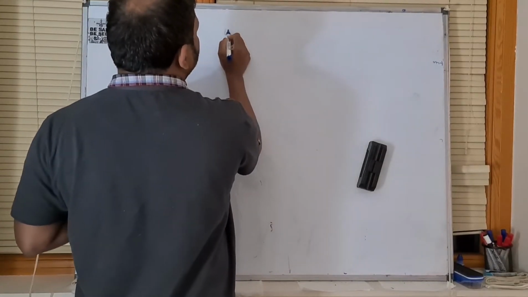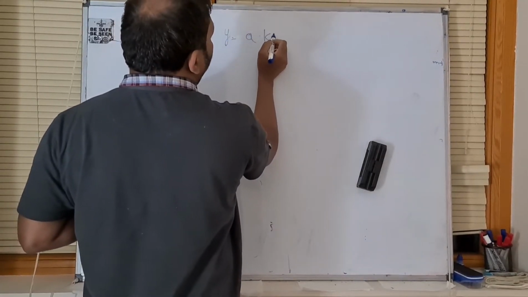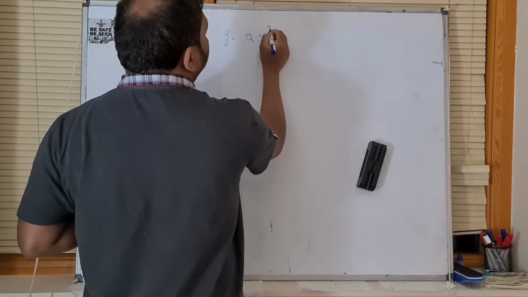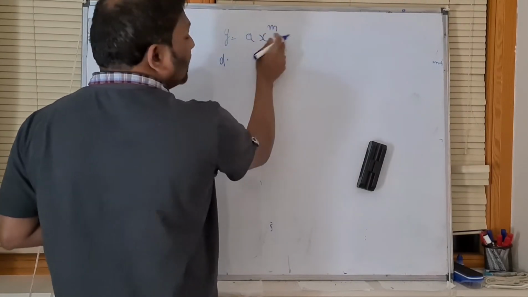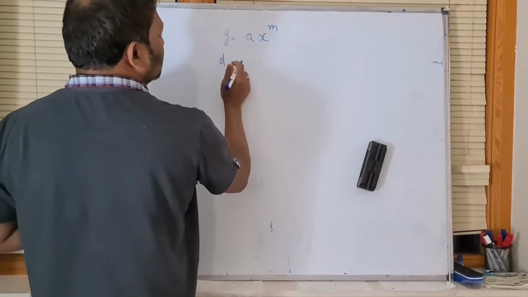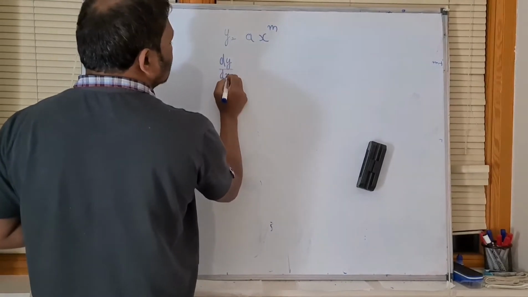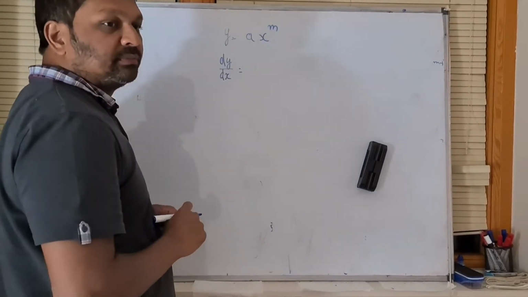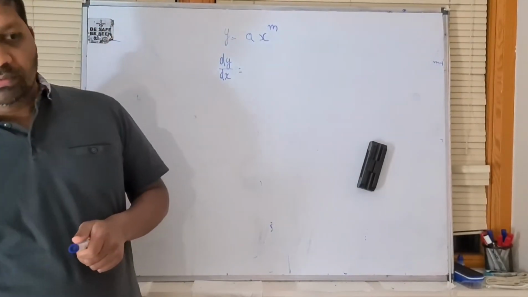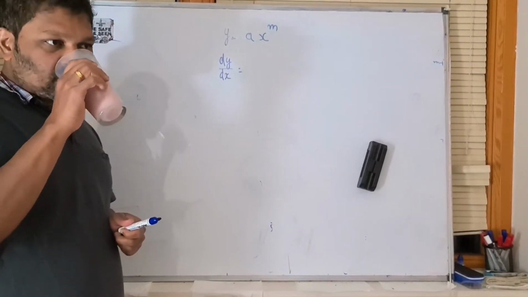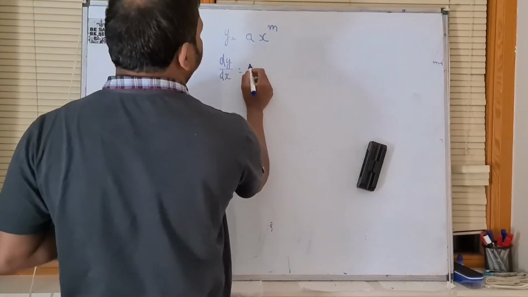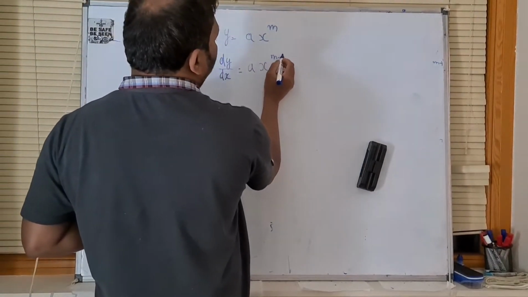So y is equal to a into x to the power of m, where a and m are constants. Assume that they are constants. So dy by dx is a, a is a constant, m is a constant, times m times x to the power of m minus 1. A times m times x to the power of m minus 1.